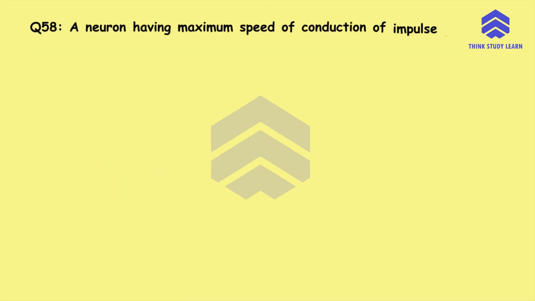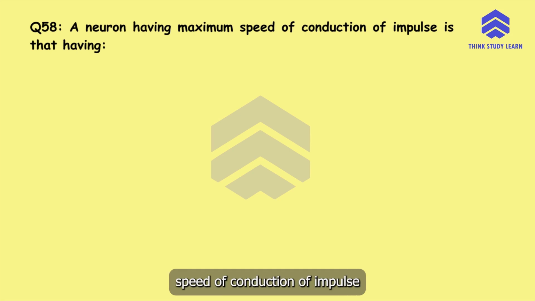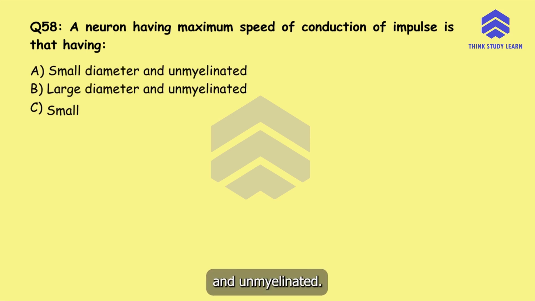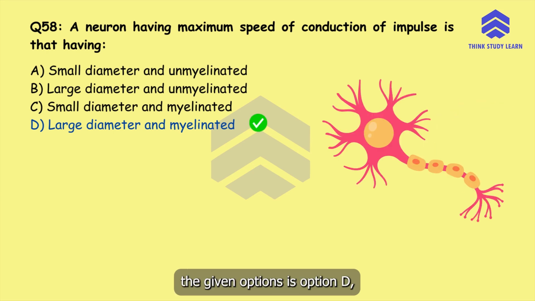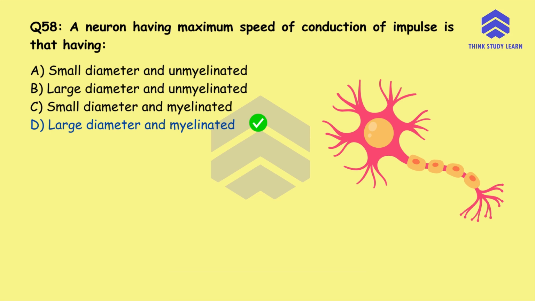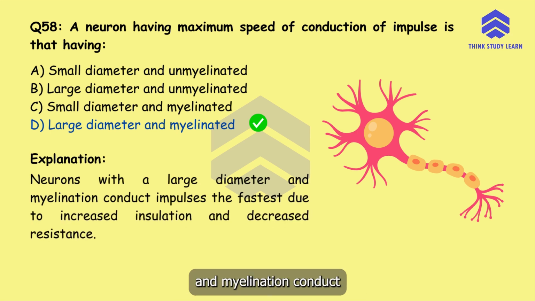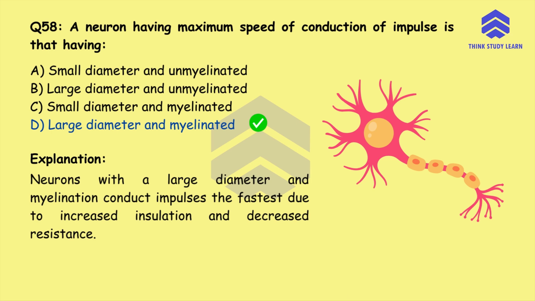Question number 58. A neuron having maximum speed of conduction of impulse is that having small diameter and unmyelinated, large diameter and unmyelinated, small diameter and myelinated, or large diameter and myelinated. The correct answer among the given options is option D, large diameter and myelinated. Neurons with a large diameter and myelination conduct impulses the fastest due to the increased insulation and decreased resistance.